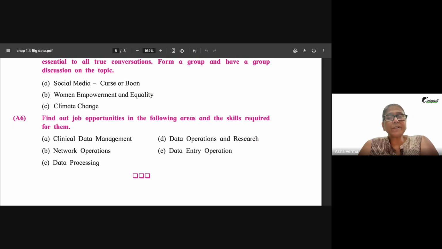Find out job opportunities in the following areas and the skills required for them. So do a little bit of research and see what are the skills you need for data processing. What are the skills you need for network operations? What skills do you need for data entry? Right? So these are different profiles in the data field. You can do a little bit of research, Google, what are the skills required for clinical data management? And you'll get a list of skills. You should know what are the important skills for this.